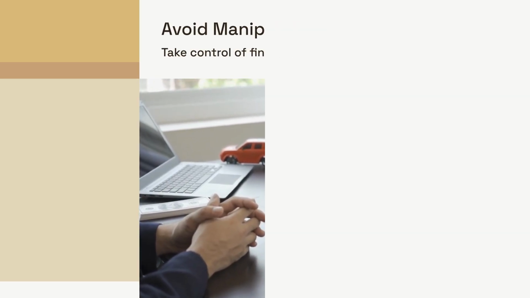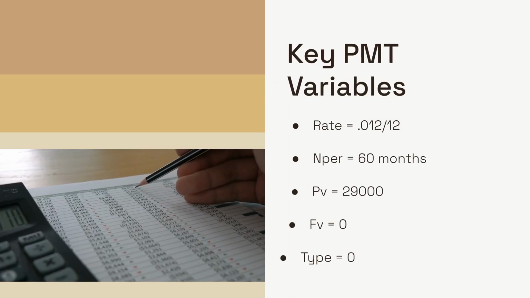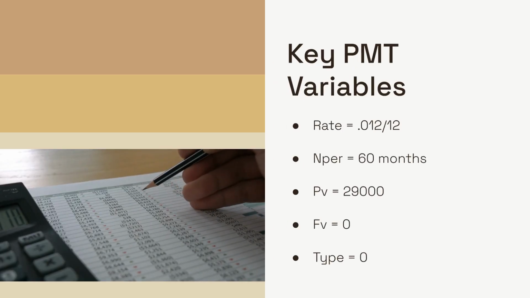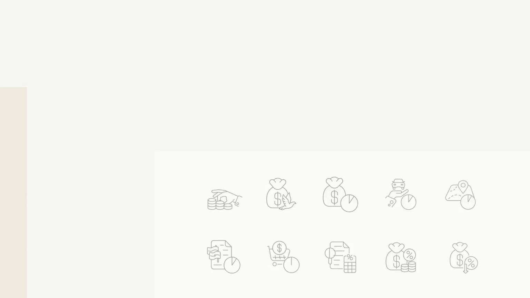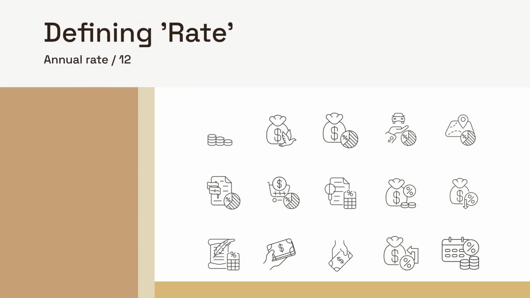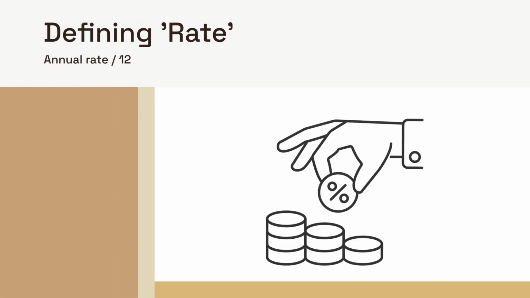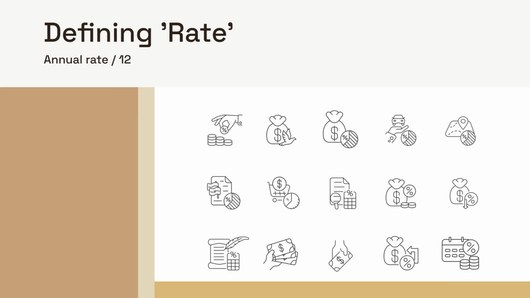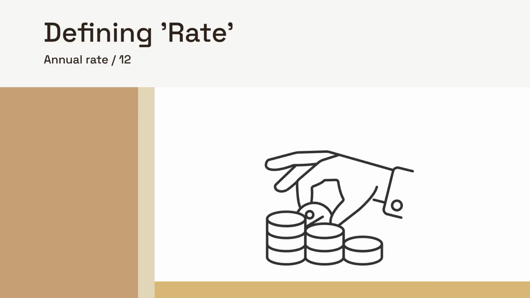desired monthly cost. To calculate the PMT, you need a few key variables: the rate, which is the interest rate per period; NPER, the total number of payment periods; PV, the present value or the amount financed; the FV, future value of the loan, is 0 as it will be paid off, and type of payment is set to 0, the standard loan. For our example of a 1.2% annual interest rate, the rate variable is calculated as the annual rate divided by 12, since payments are monthly.